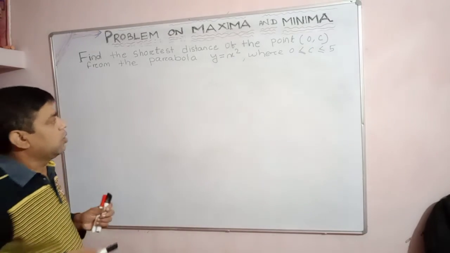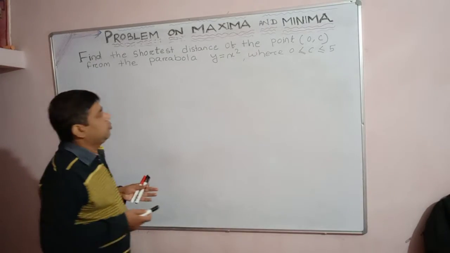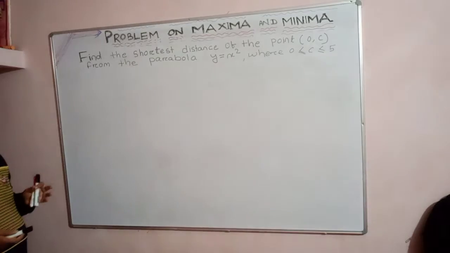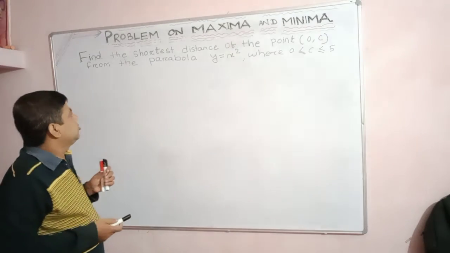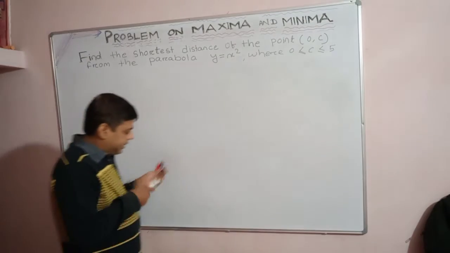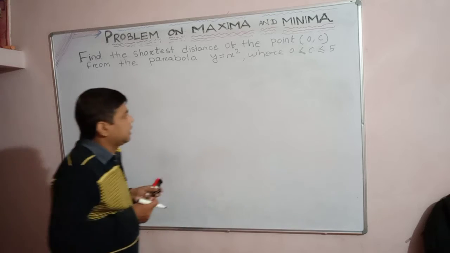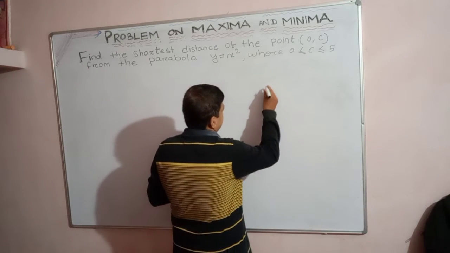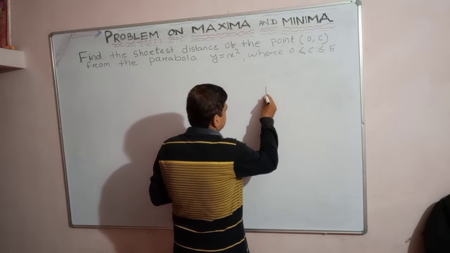Right? So let us find the shortest distance, the minimum distance, of the point (0, c) lying on the y axis from a point on the parabola. Let's see the diagram first. Since y = x square is a parabola, it is symmetric about the y axis. Let us draw a diagram for that.